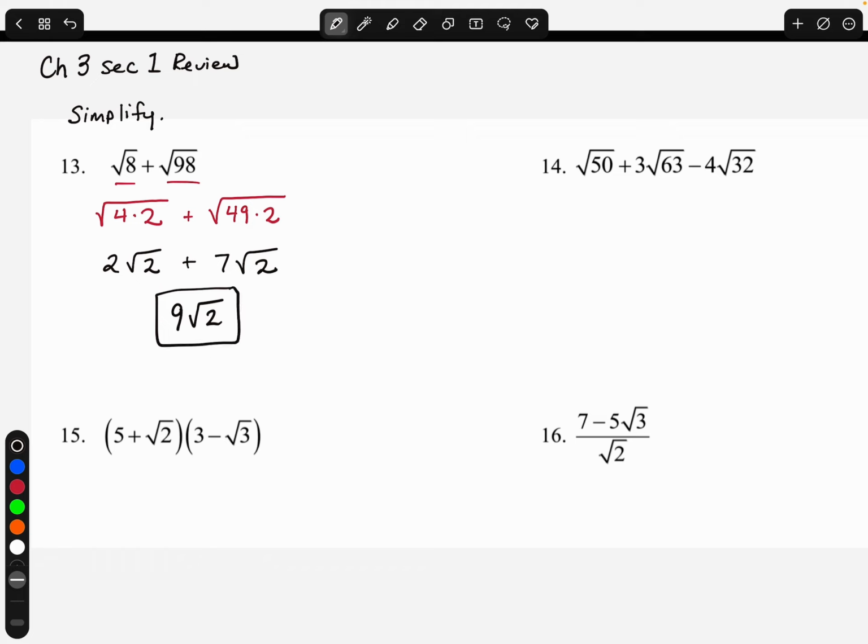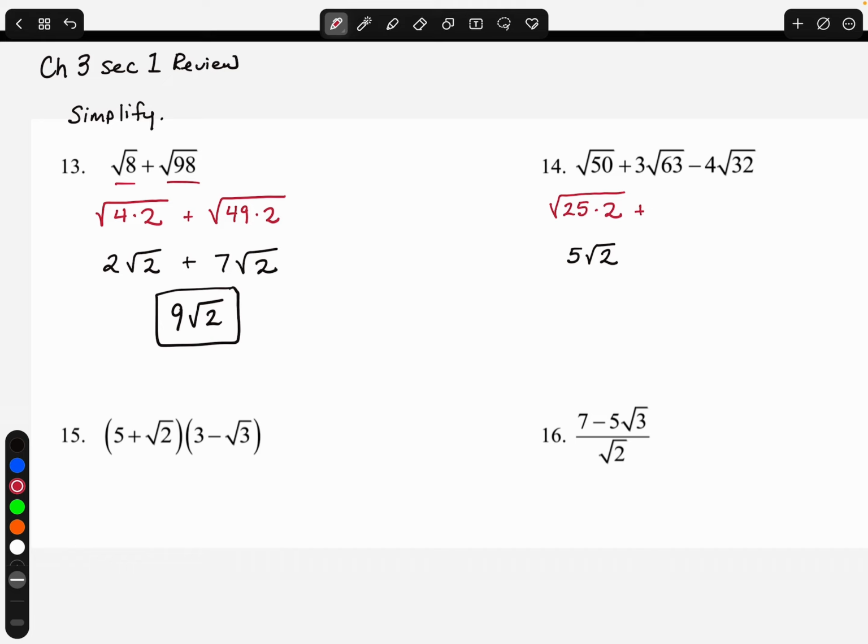Number 14, same kind of thing is going on, except we have 3 terms that we're adding together or subtracting. Since they don't have the same radicals right now, we're going to see if we can simplify them down. So when we look at the square root of 50, that's like the square root of 25 times 2, in which case we're going to get 5 square roots of 2.